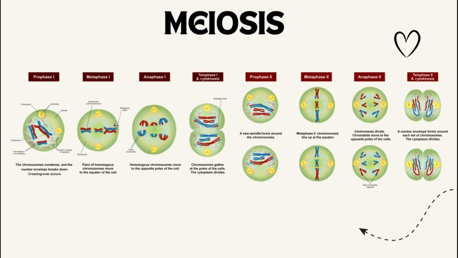In metaphase 1, you can see them line up at the equator, and if we jump ahead a little bit and look at metaphase 2, they're also lined up at the equator, but the difference is that they're lined up in different directions. As you can see, they're more horizontal over here, and very vertical there. They line up differently.